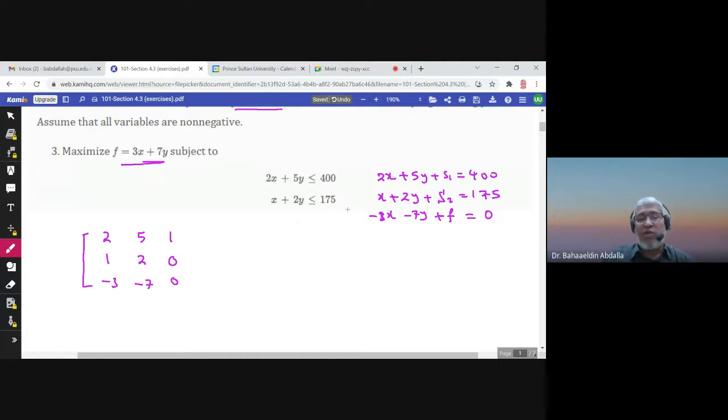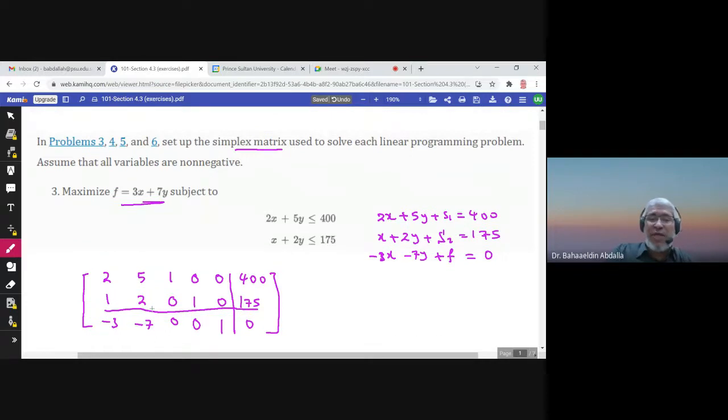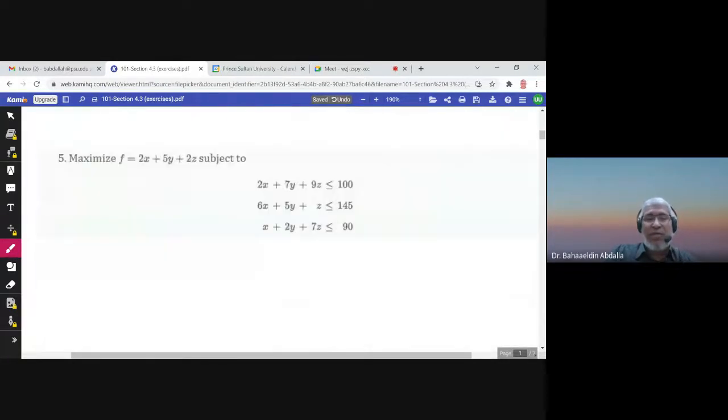And now the coefficients of S2. There is no S2 in the first equation, but the coefficient of S2 is 1 in the second equation. Now the coefficients of F, there is no F here, no F here, and the coefficient of F is 1 in the objective equation. And we make this line and this line horizontal and vertical lines, and we then put the right hand side of the equations 400, 175, and 0. This is called the Simplex matrix or the initial Simplex matrix.